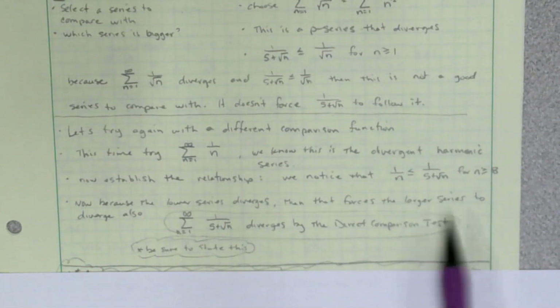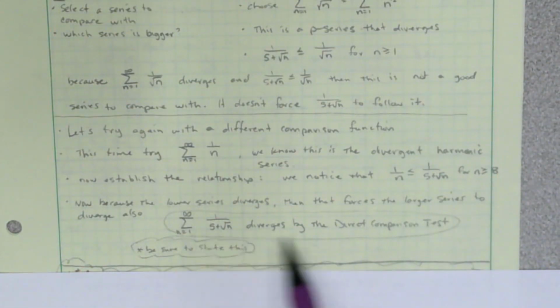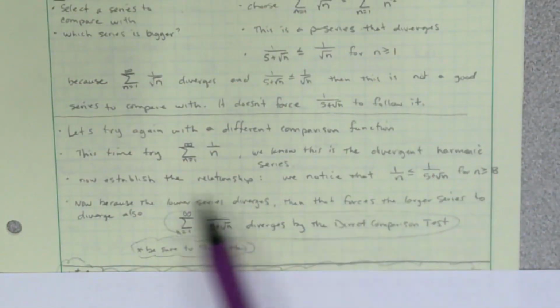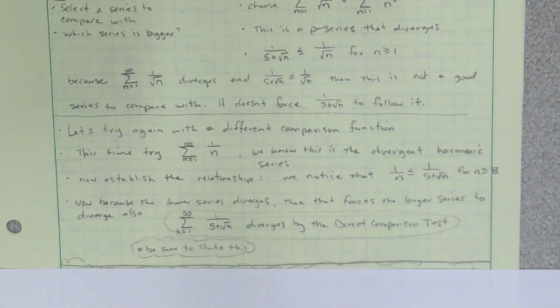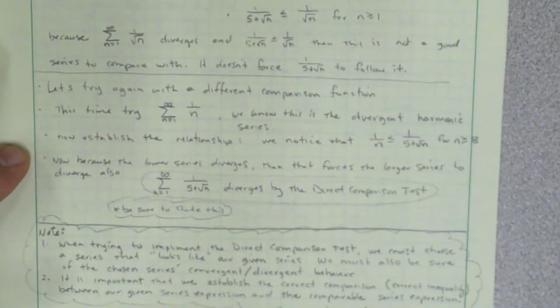The last thing you want to do here, that I have as a little note here, is be sure that you state this reason why. So this diverges by the direct comparison test. Make sure you state that as part of your answer. Okay? So let's continue on, and here's another couple notes here.